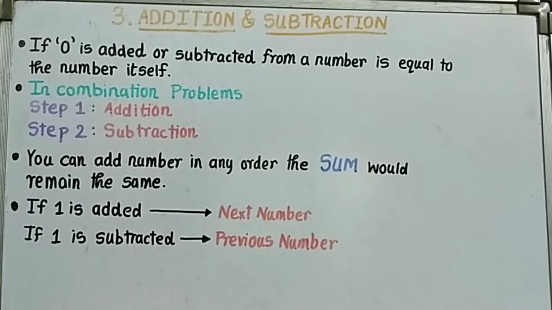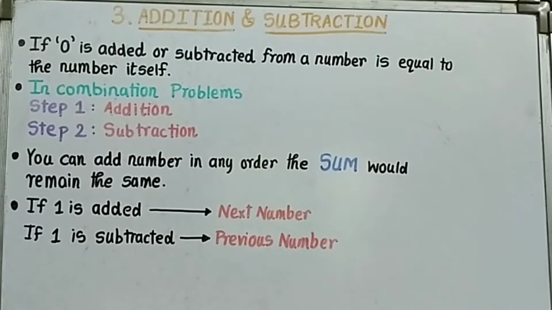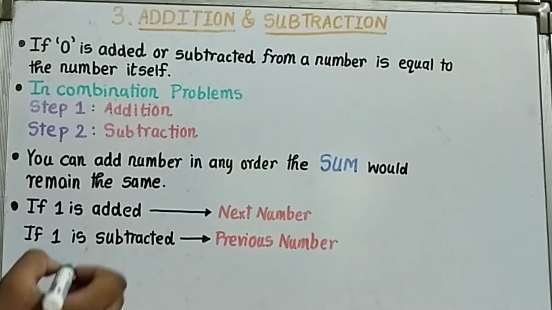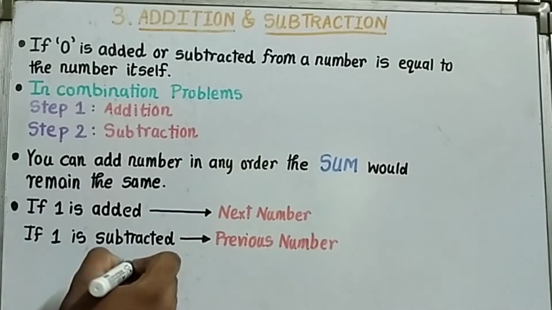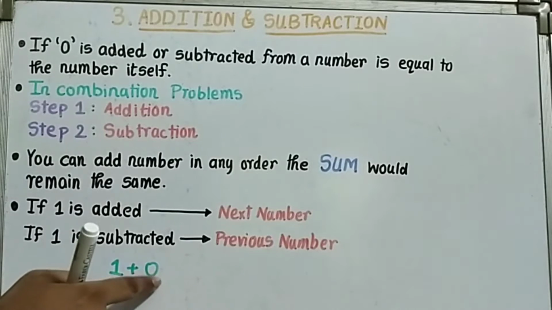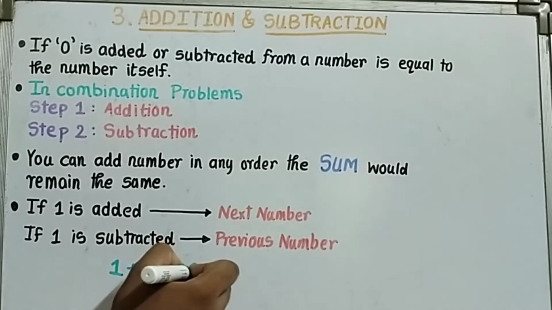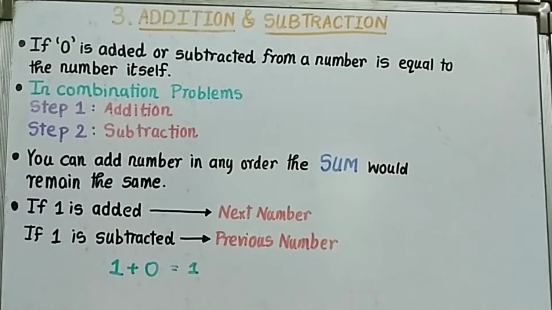If 0 is added or subtracted from a number, the number is equal to the number itself. So here it is telling us that when we add 0 to any number, let us take an example. If we add 0 to 1, that is 1 plus 0, what is 0? 0 is nothing, so we are adding nothing to 1, so our answer would be 1. The similar case is with subtraction. When 1 is subtracted by 0, when 1 is subtracted by nothing, the answer remains 1. Simple. So that was the meaning of our first statement.